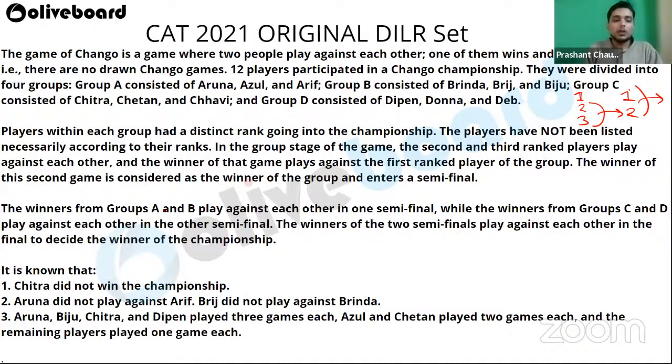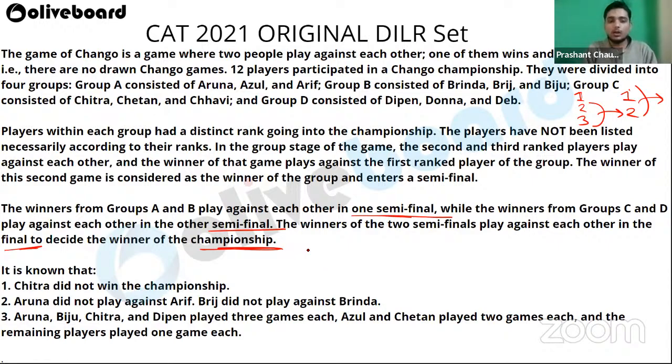The winners from group A and B play against each other in one semi-final. So this A group and this B group will basically play in one of the semi-finals, and group C and group D will play in another semi-final. There will basically be two semi-finals. The winners of the two semi-finals play against each other in the final to decide the winner of the championship. So basically, whoever wins in the semi-finals, they both will play in the final, and then one of them will be the final winner of the championship.